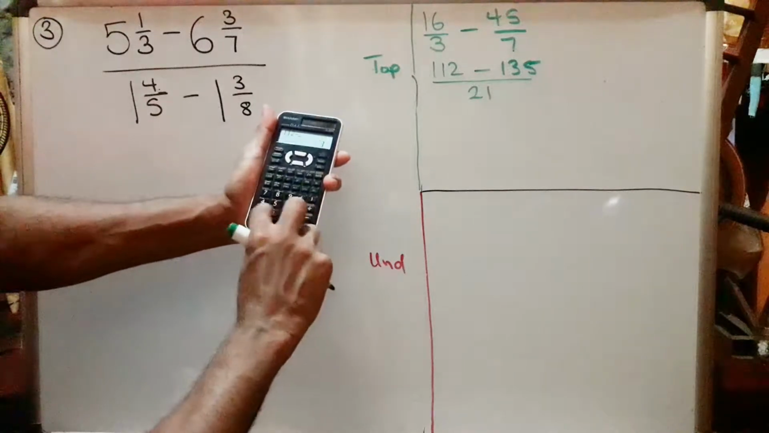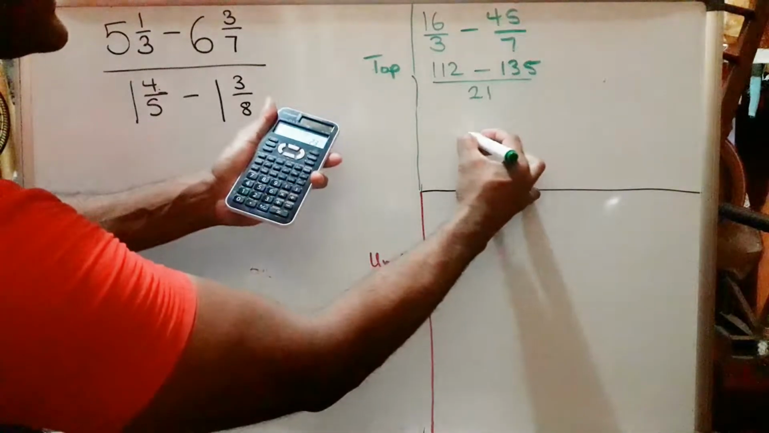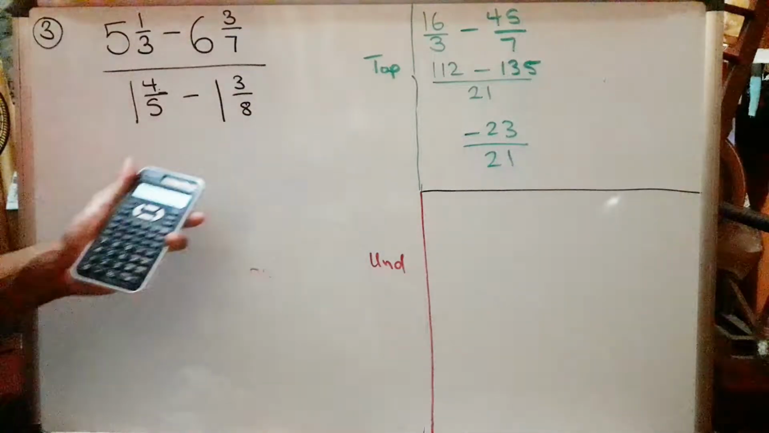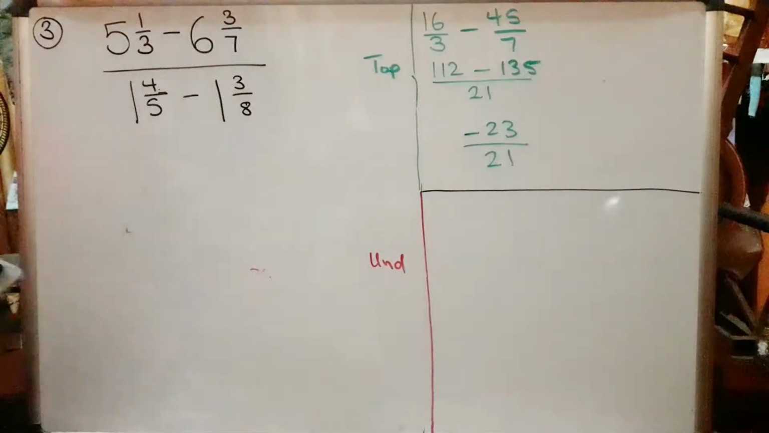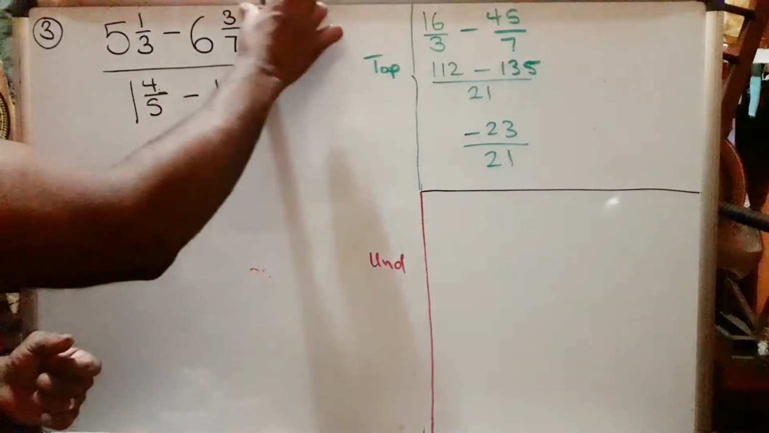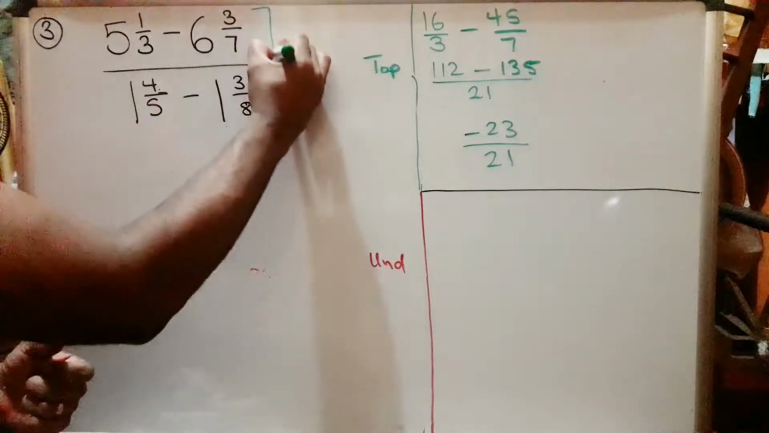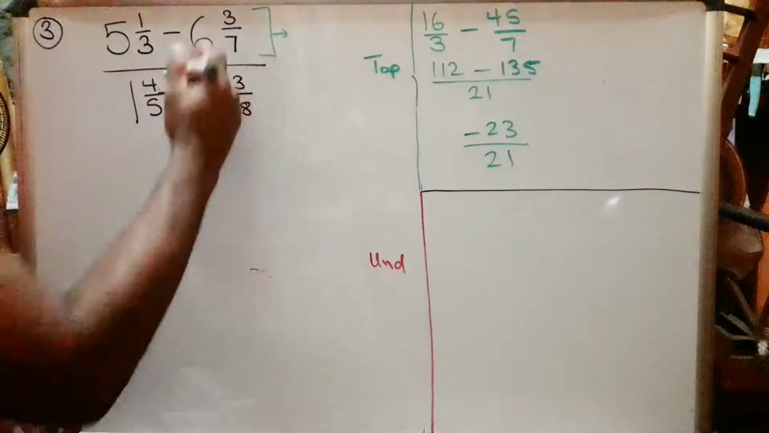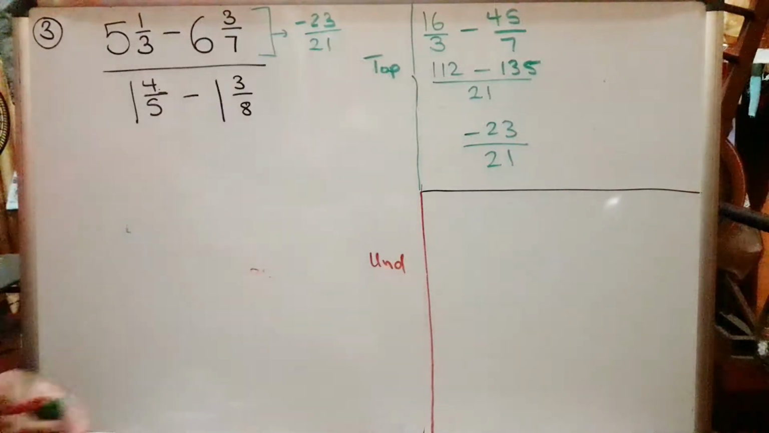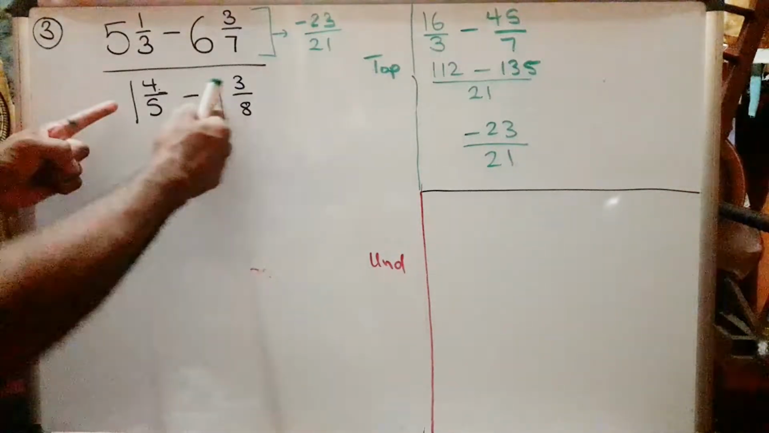So we're going to minus the top. 112 minus 135. You notice we got a negative number on top, and we still have to divide it by 21. There's nothing wrong with getting a negative number in a fractions question. It's actually pretty normal. So this is what we get for the top part. When we work out the top part, we get minus 23 on 21. Let's work out the underneath now.